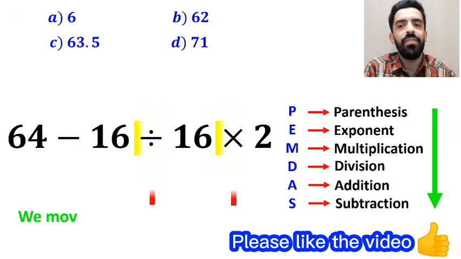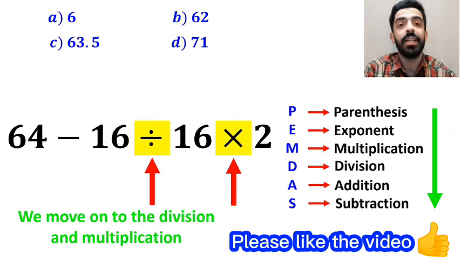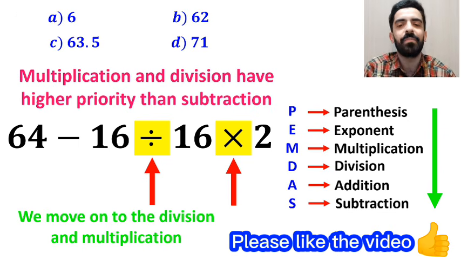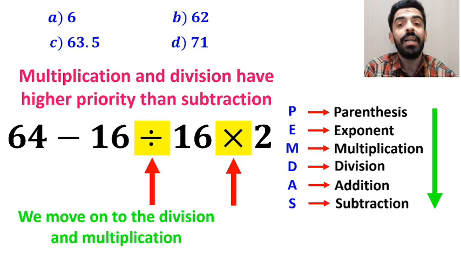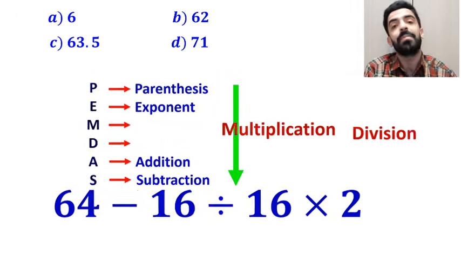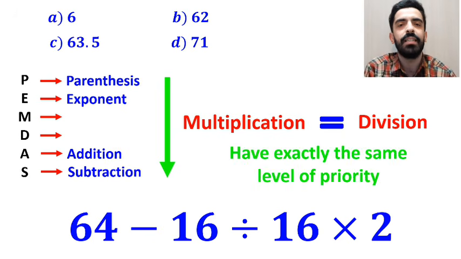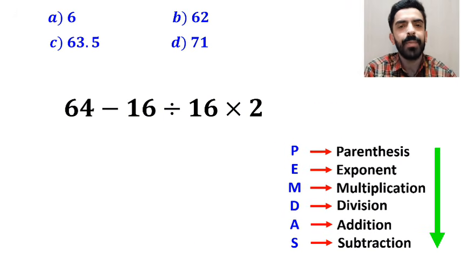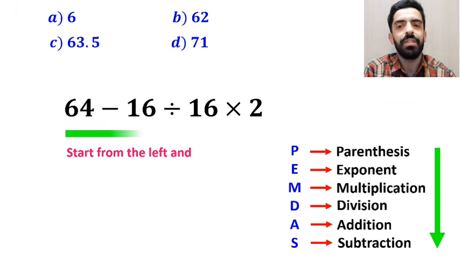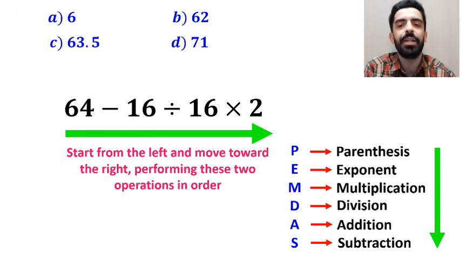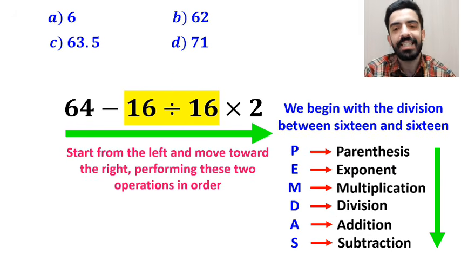And the next step, we move on to the division and multiplication, because multiplication and division have higher priority than subtraction. However, it's really important to understand that multiplication and division have exactly the same level of priority. In this situation, the best approach is to start from the left and move toward the right, performing these two operations in order. So, we begin with the division between 16 and 16.